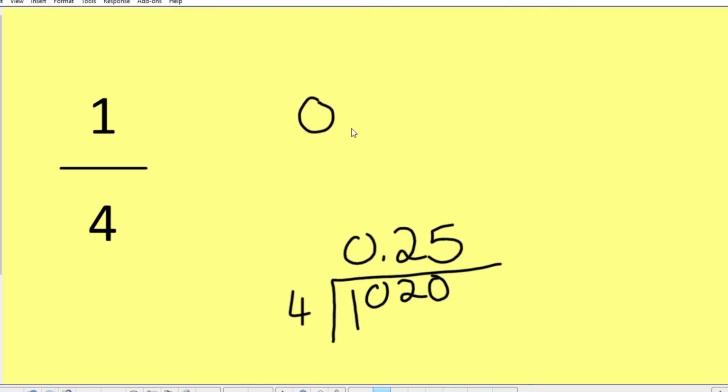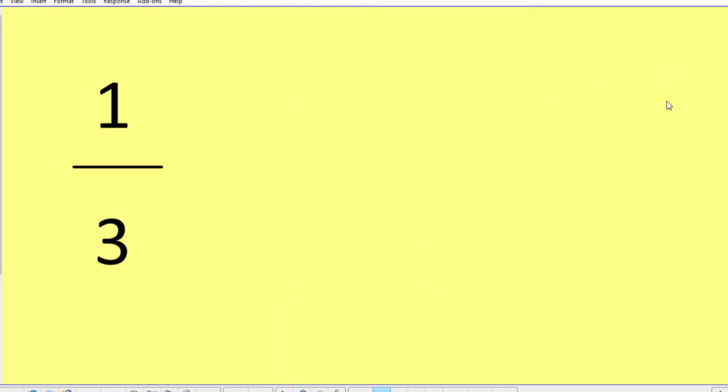So as a decimal, it's 0.25. And to make that into a percentage, we multiply by 100 again. So we should be able to spot that that's going to be 25%. Okay, next one. So a third. So a half, a quarter, and a third. These ones we kind of need to know by heart. But we'll work this one out again.